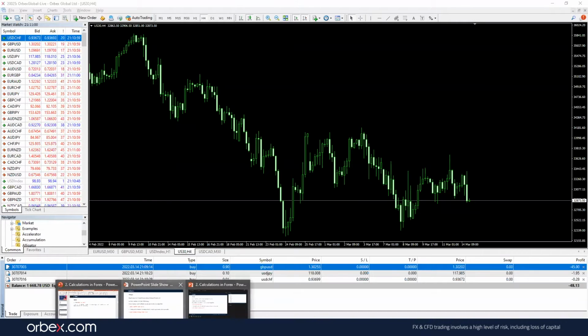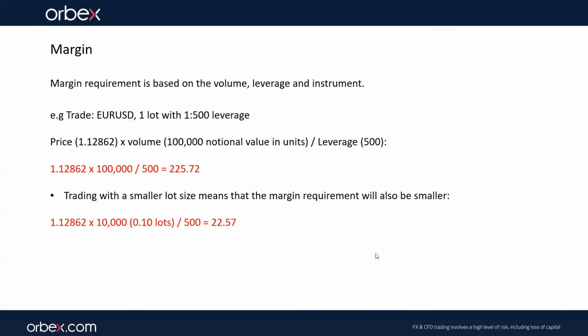So let's go back to the presentation quickly. As I said, this is just a standard euro dollar one lot with a 1 to 500 trade that I've given the example with, but the other examples on the MT4 platform were a little bit more in depth.